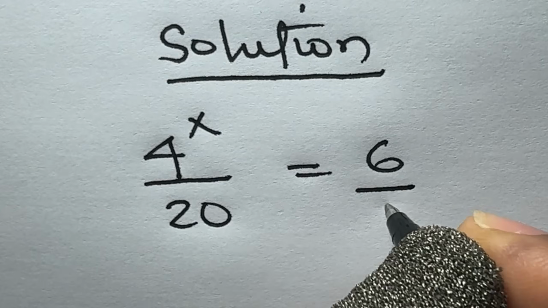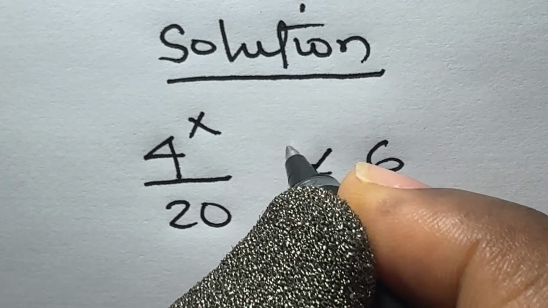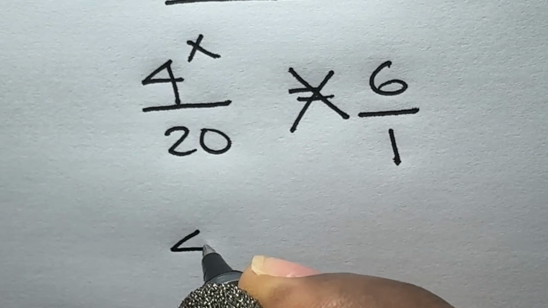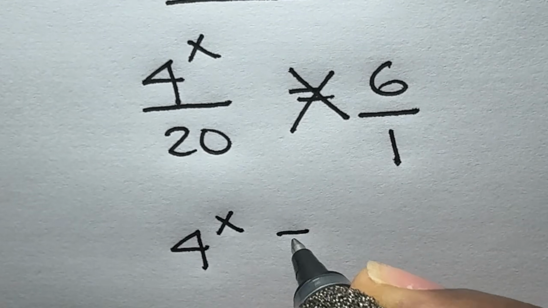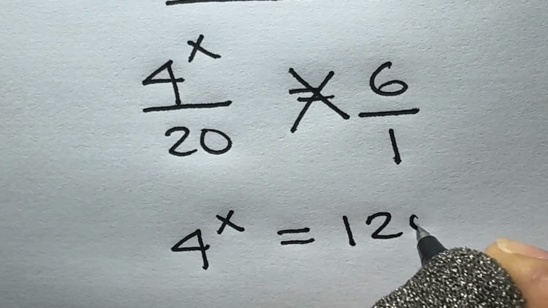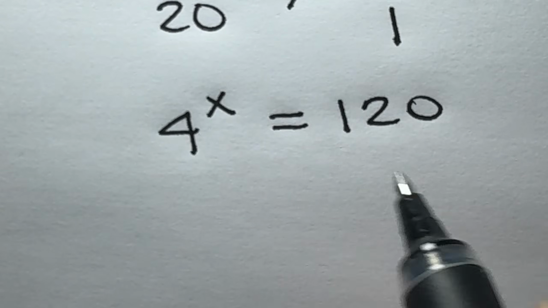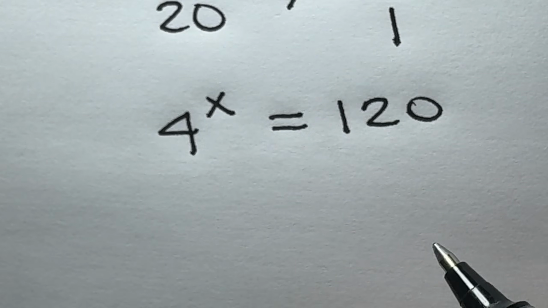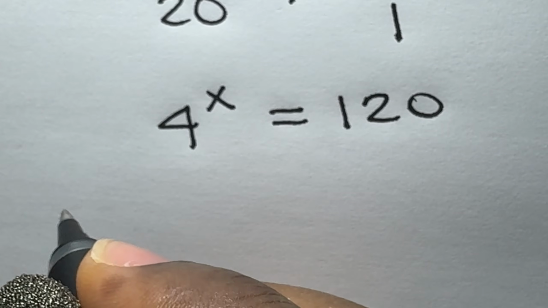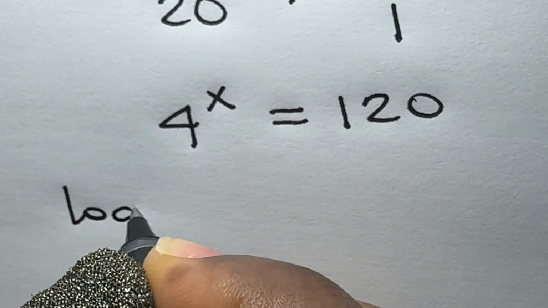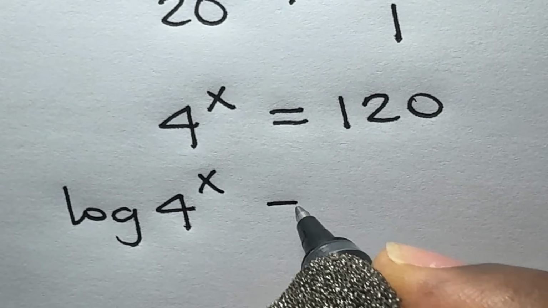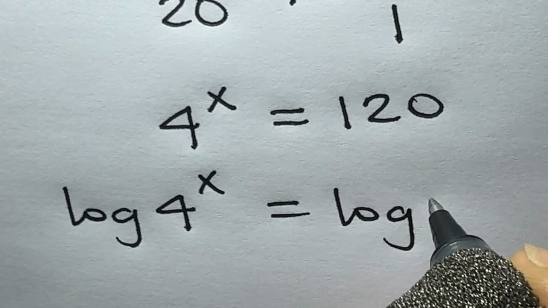I'll do this as over 1 and then I'll cross multiply. This will then give us 4 raised to power x is equal to 6 times 20 is 120. So we have 4 raised to power x is equal to 120, which is now an exponential problem. Let us take the logarithm of both sides of this equation. So log 4 raised to power x is equal to log 120.